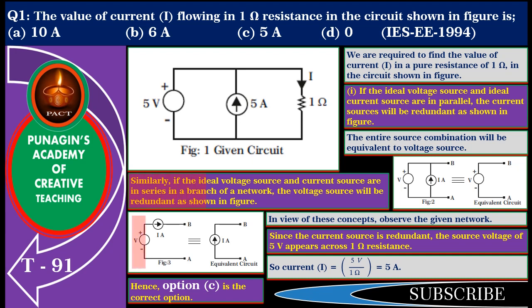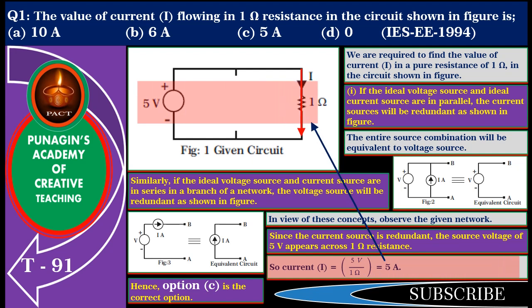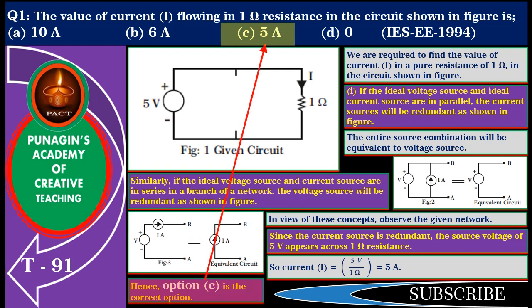Similarly, if the ideal voltage source and the current source are in series in a branch of a network, the voltage source will be redundant as shown in figure. In view of these concepts, observe the given network. Since the current source is redundant, the voltage source of 5 volts will appear across 1 ohm resistance. So, current I is equal to 5 volts divided by 1 ohm equal to 5 amperes. Hence, option C is the correct answer.